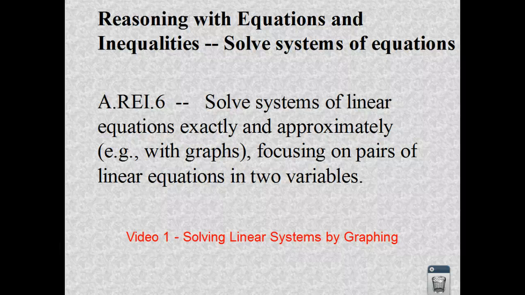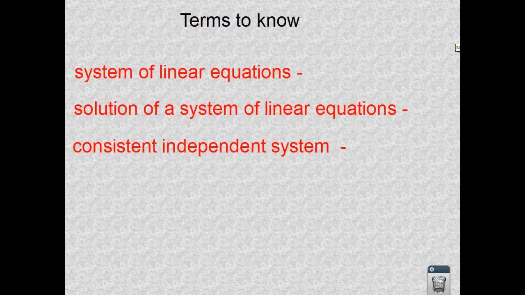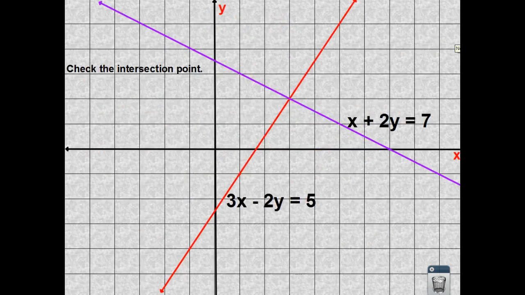Okay, this is A.REI.6, Algebra, Reasoning with Equations and Inequalities Standard 6, Video 1, Solving Linear Systems by Graphing. Here are a few terms I'd like you to write down in your journals and define. All right, we have a picture of a coordinate plane here, and it says to check the intersection points.